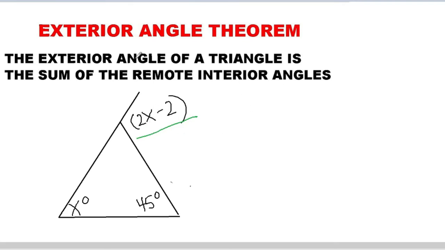Well, our exterior angle theorem actually tells us what we need to do. It says here that the exterior angle of a triangle is the sum of the remote interior angles. Well, the remote interior angles would be the angles furthest away from this angle here. So we'll just say this is A, we'll say this is B, and we'll say this is C. So we have to figure out what these two are. Now to figure that out, we know that 2x minus 2, this right here, is equal to the sum of these two right here.